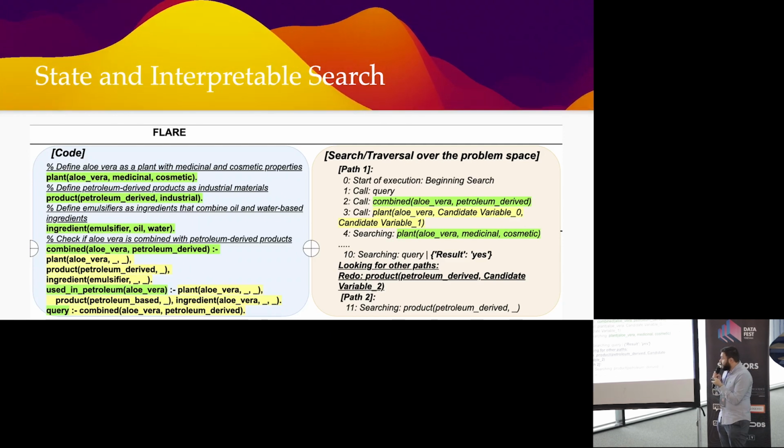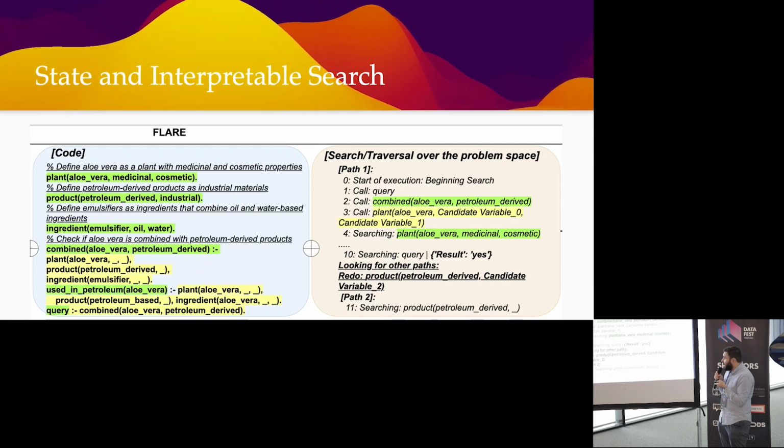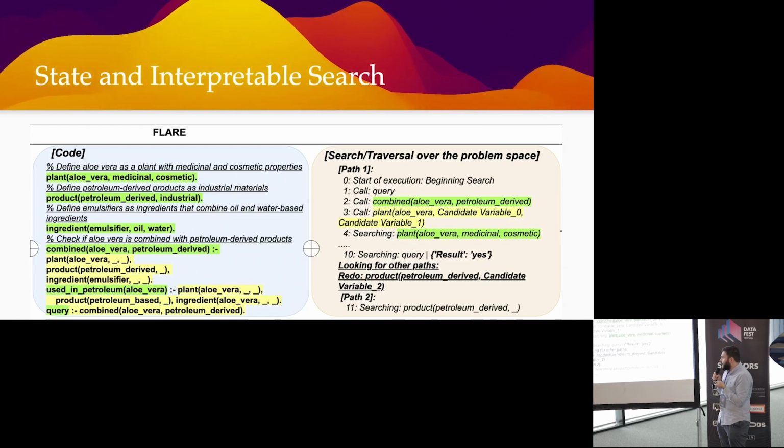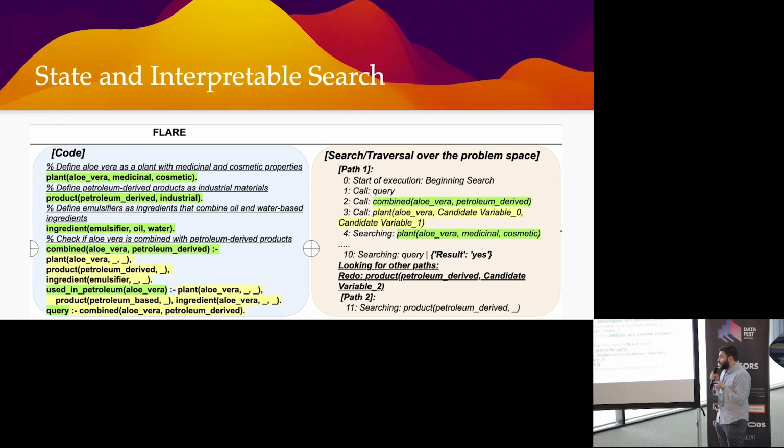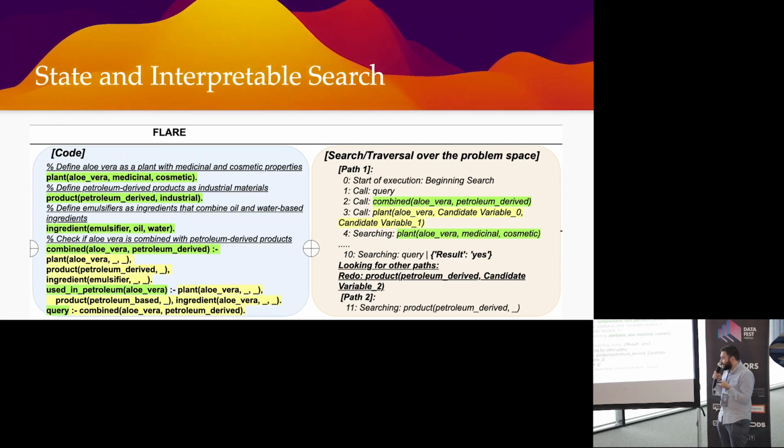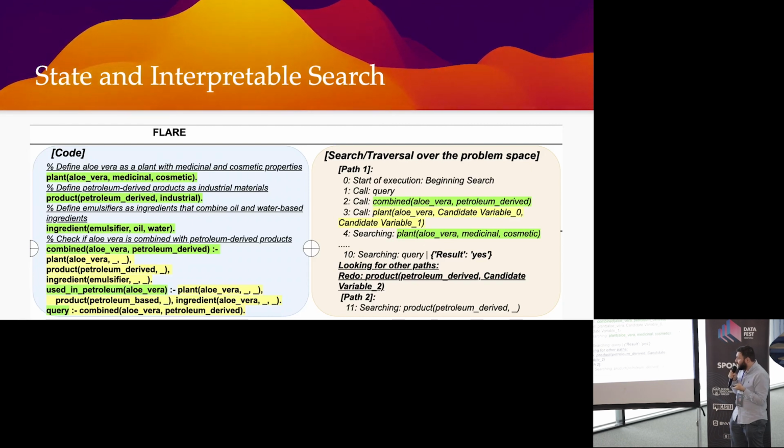So this is a very generic Prolog code which says aloe vera is a plant used for medicinal and cosmetic purposes, like define our aloe vera. Then we have that it's potentially a petroleum derived product, which we can further verify using some external tool very explicitly. That's why it's very good for us. And then we also have the reasoning chain.